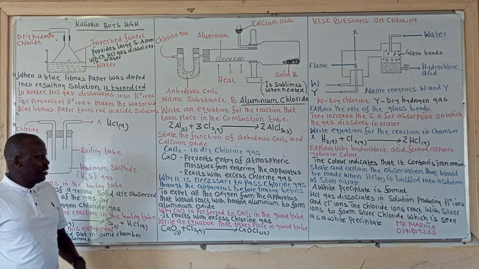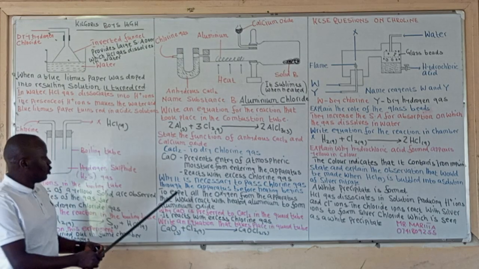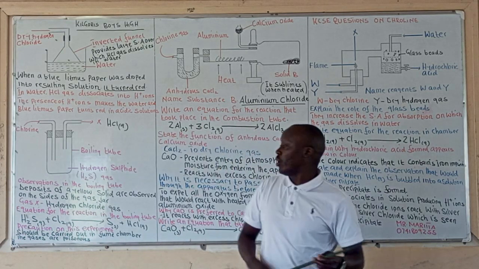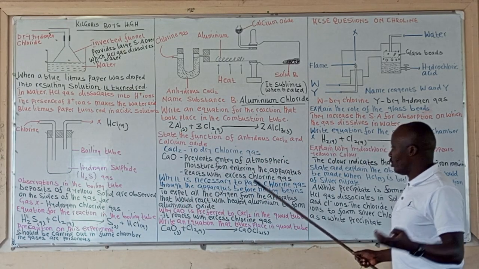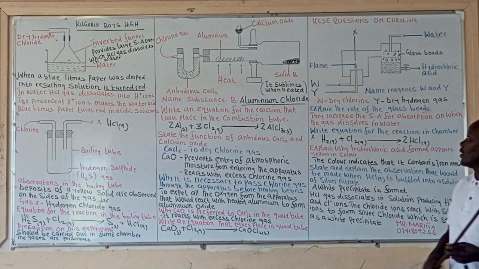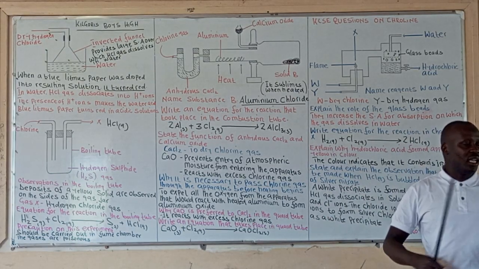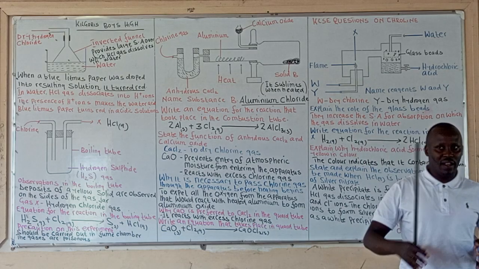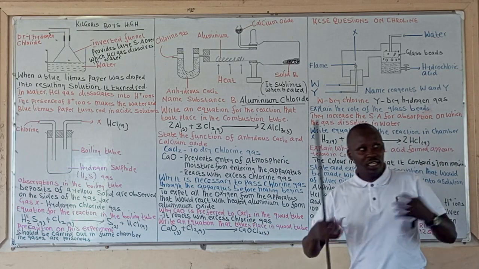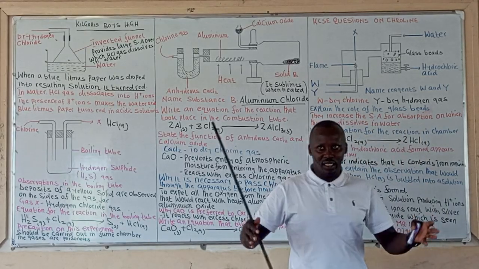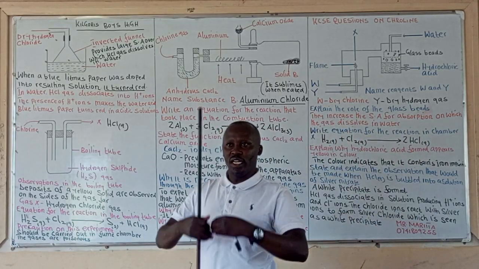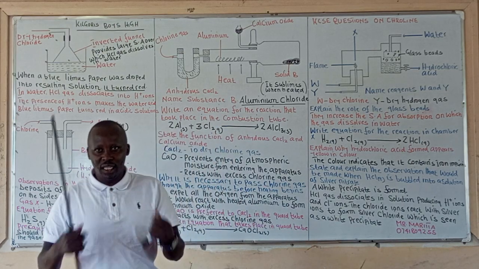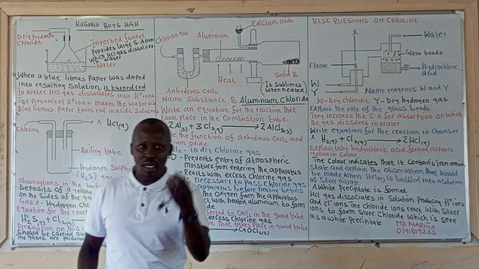Now, why is it necessary to pass chlorine gas through the apparatus before heating begins? Inside here, initially there was some air, or there was some oxygen. So the reason why we are passing the chlorine before the heating begins is to expel all of the air, or all of the oxygen that was initially in the apparatus, which could otherwise react with aluminium to form aluminium oxide.